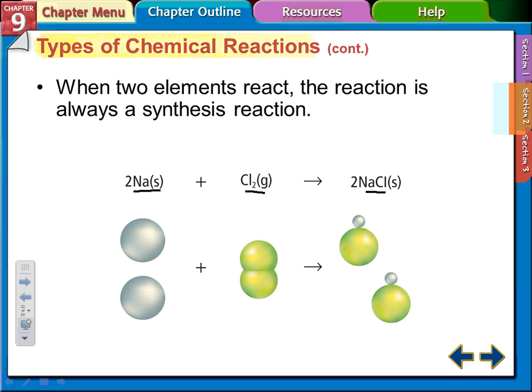They show it here with the two big sodium atoms reacting with the chlorine. Remember, the chlorine is a diatomic gas. It's got two atoms there. They react to form two separate units of sodium chloride. So that's a synthesis reaction. Two things combine to form one.